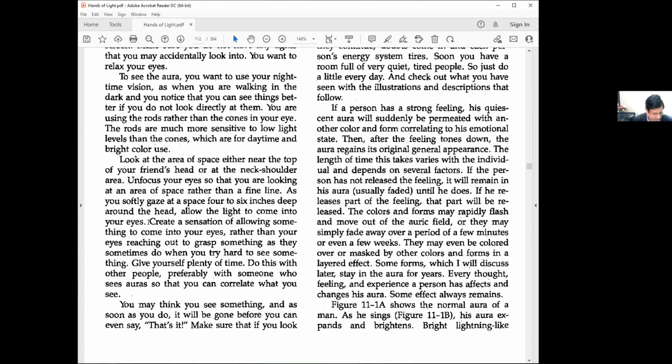Create a sensation of allowing something to come into your eyes rather than your eyes reaching out to grasp something, as they sometimes do when you try hard to see something. So this again becomes important, right? Trying is counterproductive. We need the gestalt to come in. Instead of focusing on one thing, we need to focus on the whole, right? And that's when this will start happening.